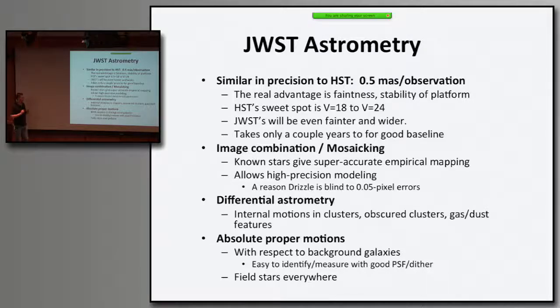And it's nice to know that it takes only a couple years to get a good baseline with even HST or JWST. There's a lot of science you can do in just 2 years. And even less than 2 years, actually. Field stars are moving. You can see field stars moving within a few months.